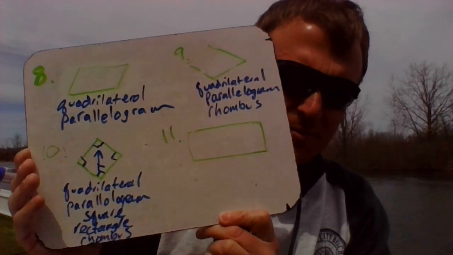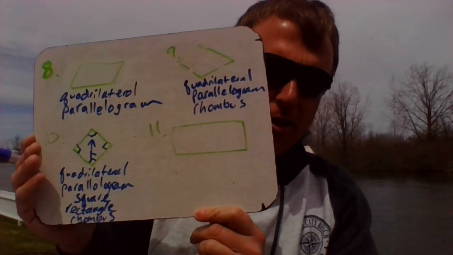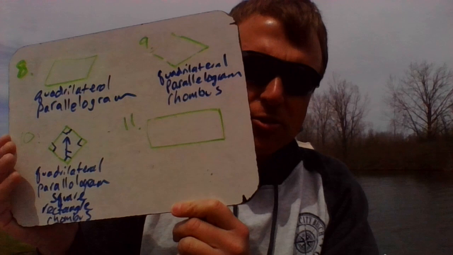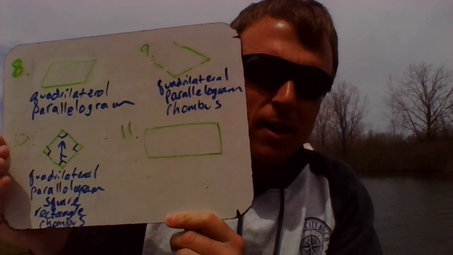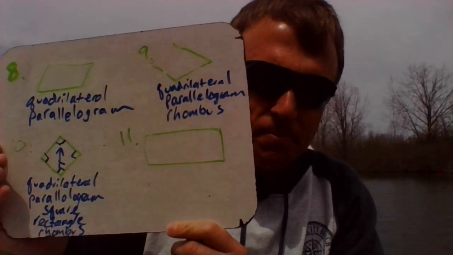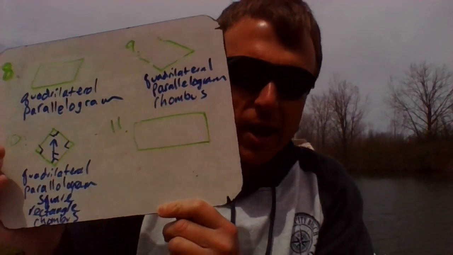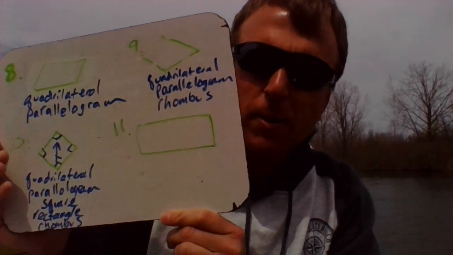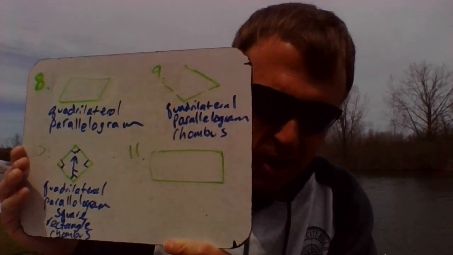Okay, so this one has 5 different things we can name it. So we can name it a quadrilateral because it's 4-sided. Parallelogram has 2 pairs of parallel lines. A square has all right angles and all the sides are the same. Rectangle because of the right angles and the 2 pairs of parallel lines. And a rhombus because of the 2 pairs of parallel lines and all the sides are the same. Woo! Catch my breath.